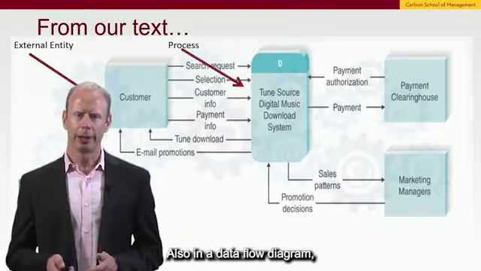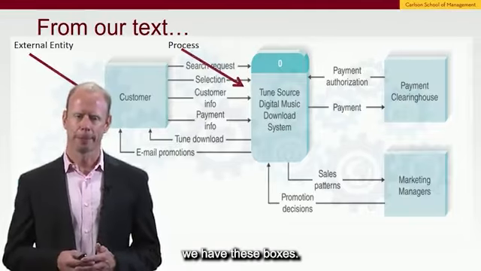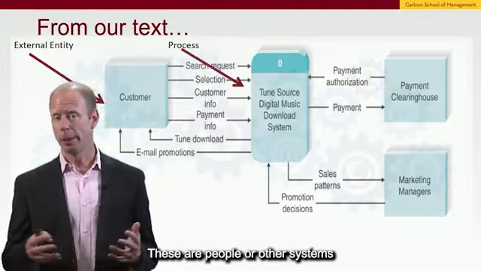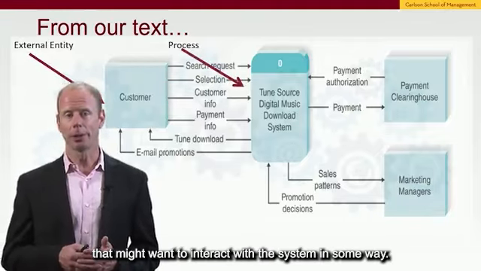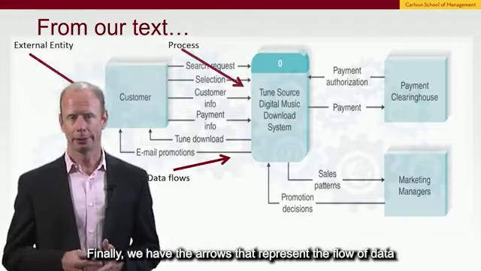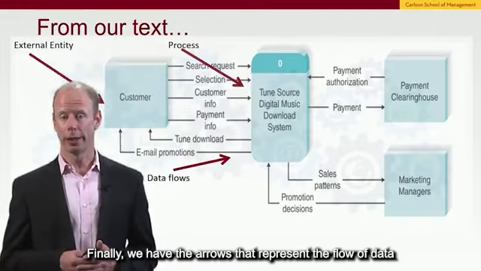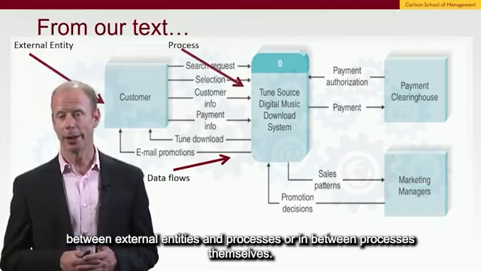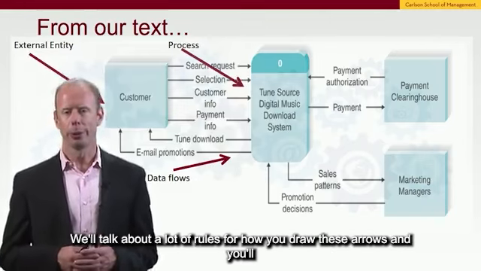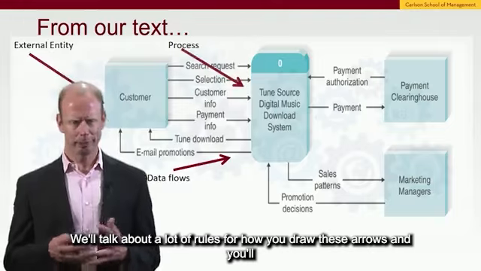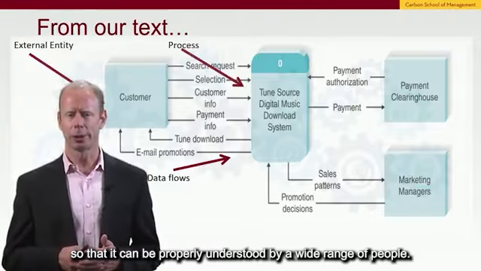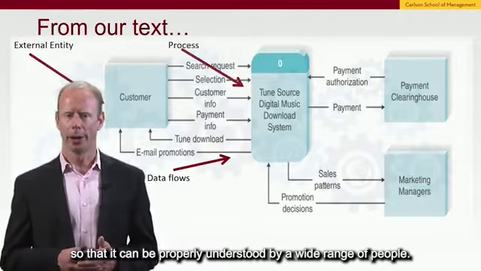Also in a data flow diagram, we have these boxes. These boxes represent what are called external entities. These are people or other systems that might want to interact with this system in some way. Finally, we have the arrows that represent the flow of data between external entities and processes, or in between processes themselves. We'll talk about a lot of rules for how you draw these arrows, and you'll see that this diagram really has a very specific syntax to it so that it can be properly understood by a wide range of people.